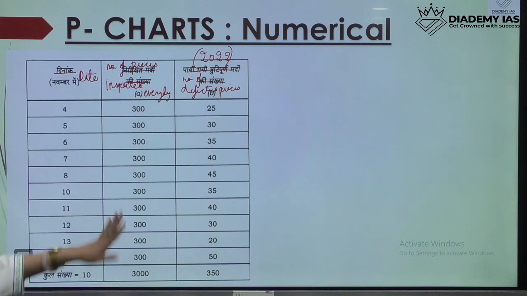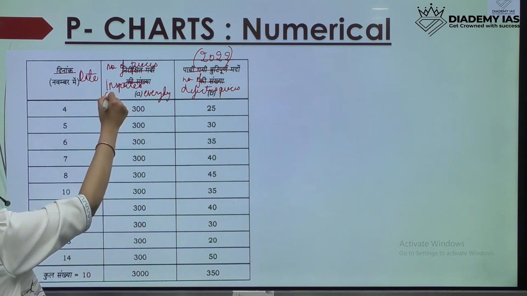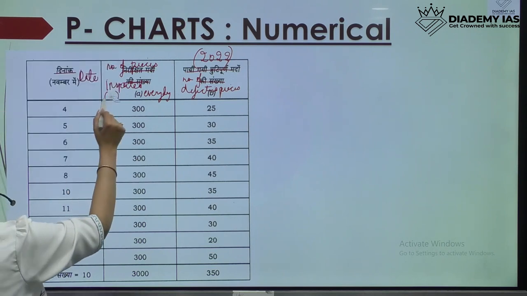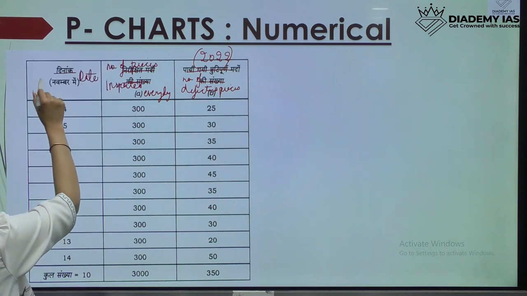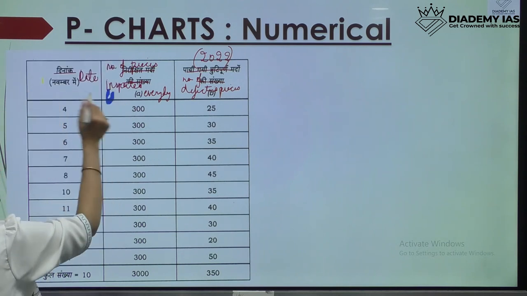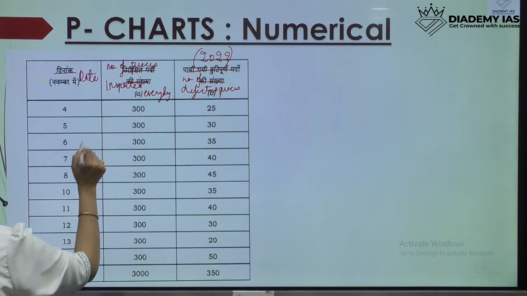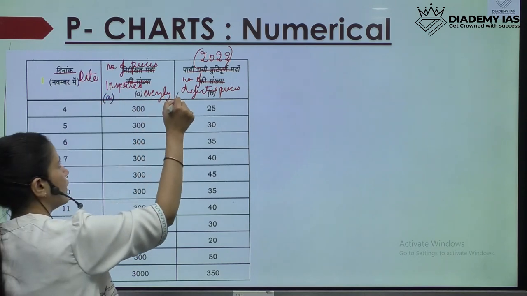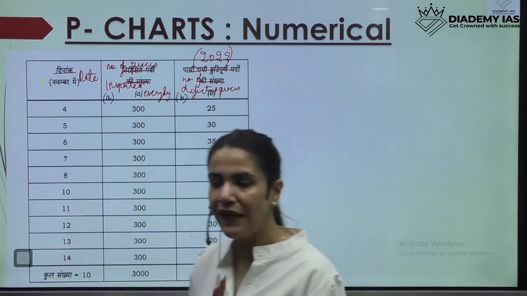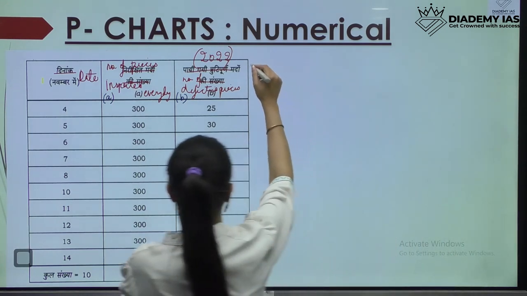As you can see here, you're going to use the same data. You clearly know that this is your A, and this is your B. So when you're solving this particular numerical using the P charts, you're going to be adding additional columns here, right? So how are you going to add the additional columns? Let me just show it to you.